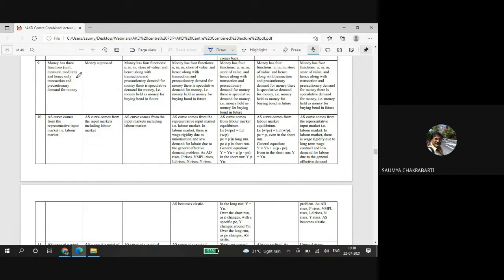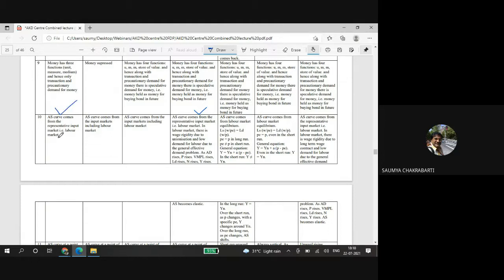Now, if you come to number 10, we have already discussed that the AS curve comes from the labor market, and it is true for the complete Keynesian model as well. But for the complete Keynesian model, I have already discussed that we have an underemployment equilibrium in the labor market with money wage rigidity, and that's why we have an AS curve which is upward rising. But for classical, it is vertical.